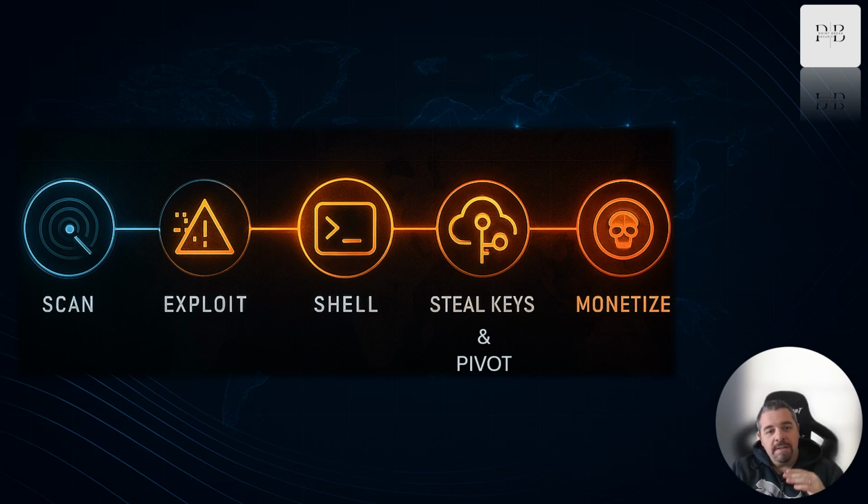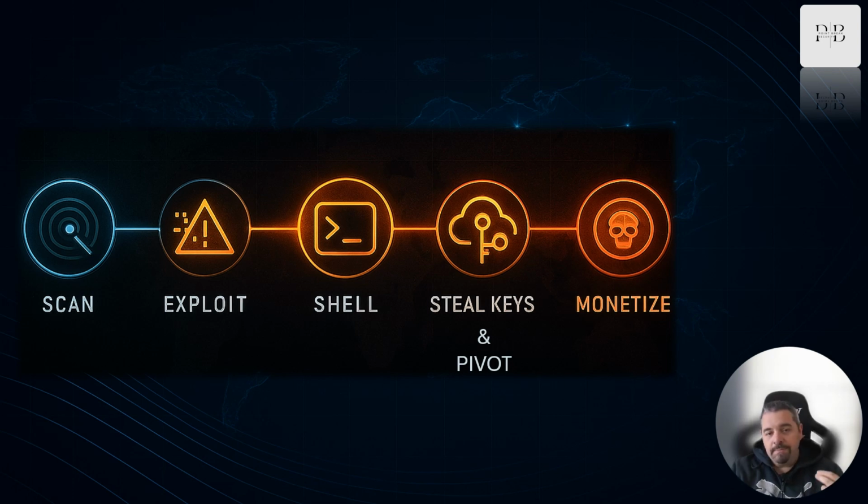Step 4, steal keys and pivot. They pull environment variables, metadata endpoints, configuration files, anything that might contain cloud access keys. With valid credentials, they then expand from one container or virtual machine into your entire cloud environment. This is where breaches escalate from one server to everything that server could reach.